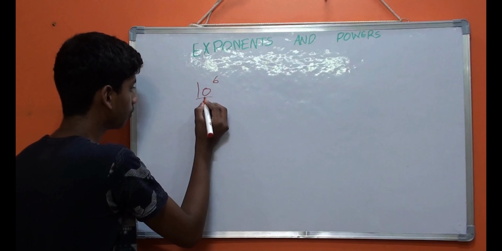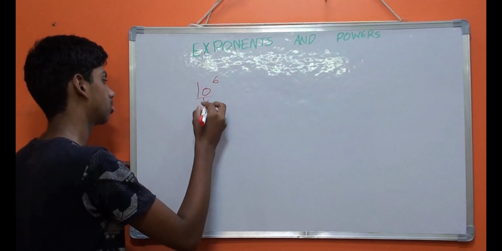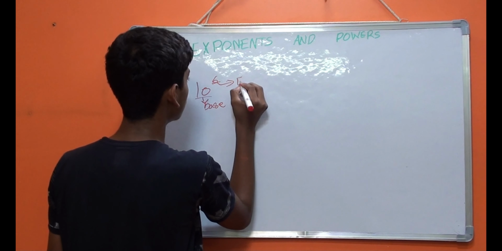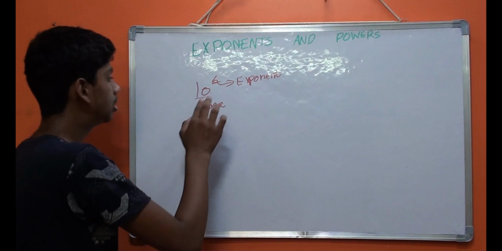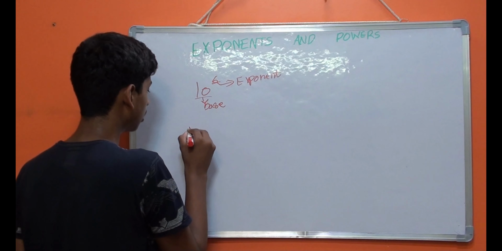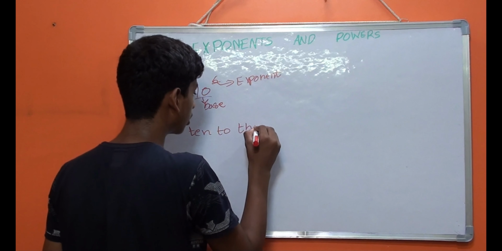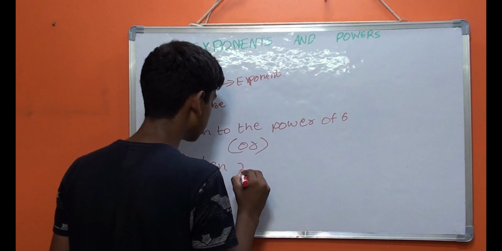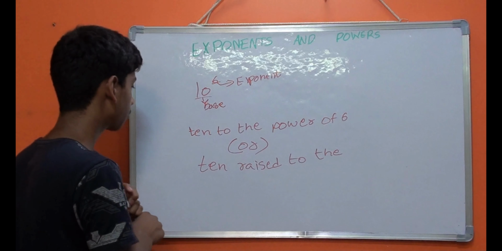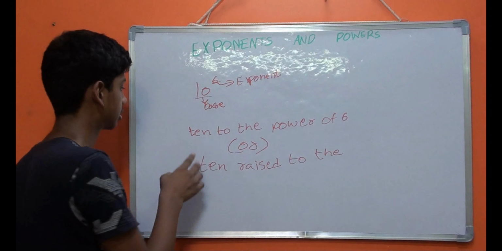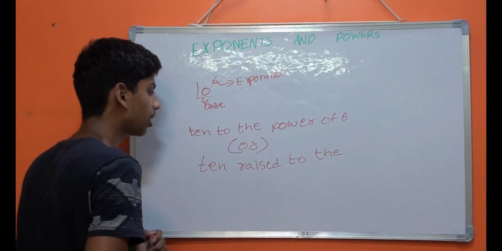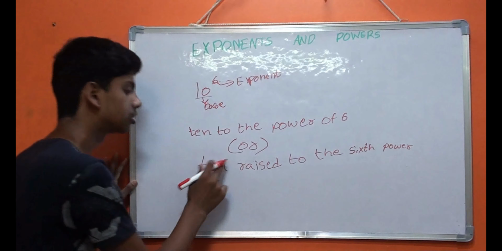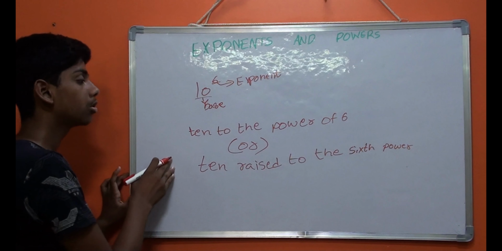Now let's see how. Firstly, this part, the 10, is called the base, and this 6 is called the exponent. Now this can be read as 10 to the power of 6 or 10 raised to the 6th power. So friends, we can read this in these two ways. Now let's learn about the next topic.